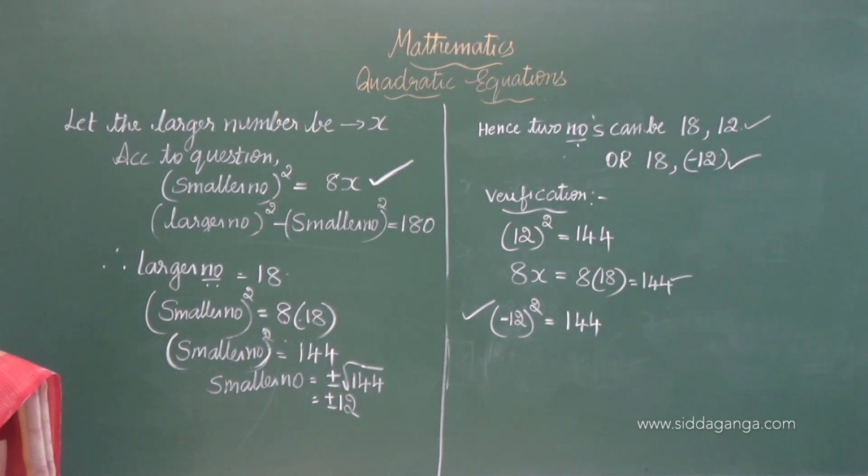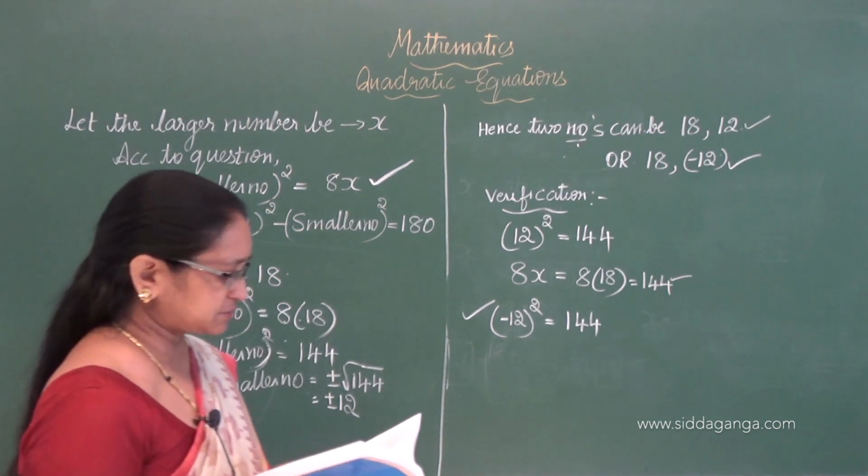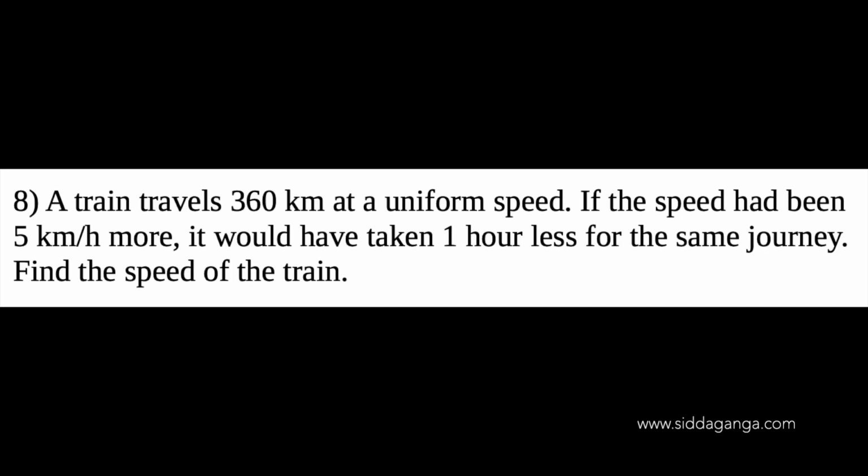Okay, next, again we shall do the next problem. A train travels, see this very important problem. A train travels 360 kilometer at a uniform speed. If the speed had been 5 kilometer more, it would have taken 1 hour less for the same journey. Find the speed of the train.